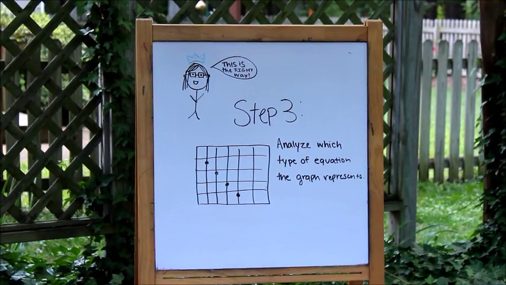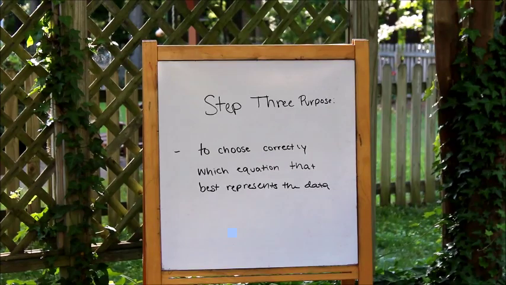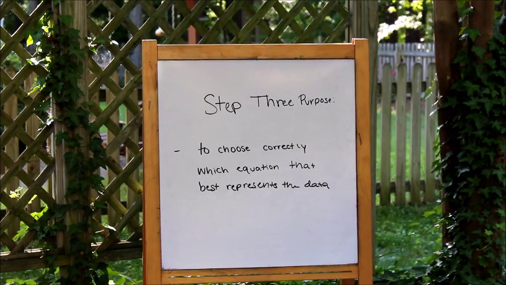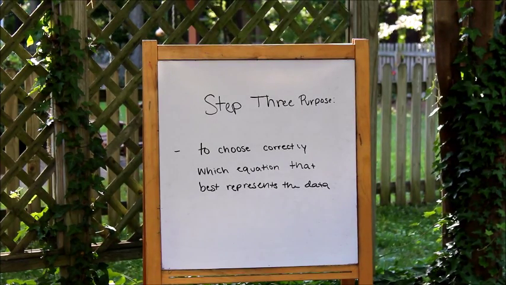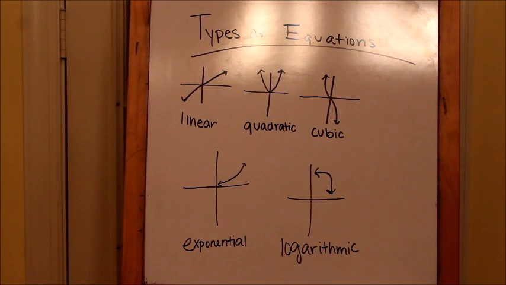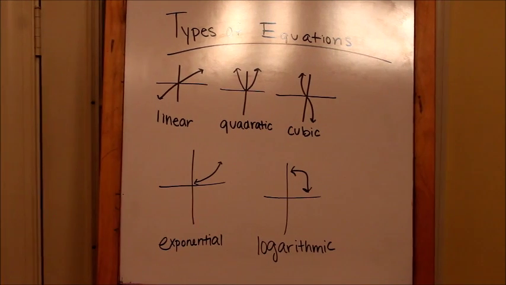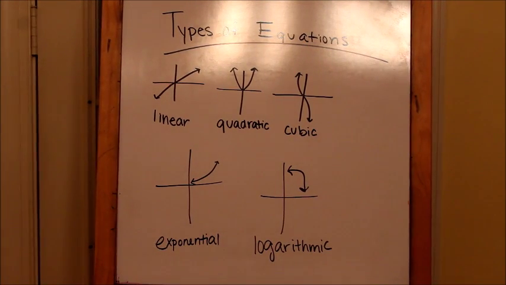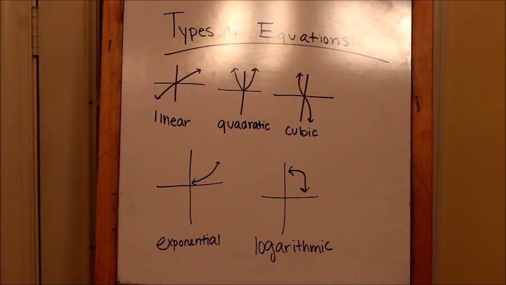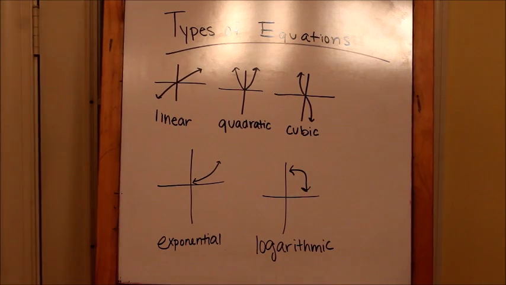This is what your graph should look like. The purpose of step 3 is to choose correctly which equation best represents the data. These are some types of equations that you will see on your calculator. First there's linear, then quadratic, then cubic, exponential, and logarithmic.